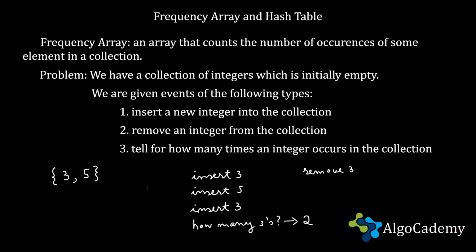Then let's say my boss calls again and tells me, tell me how many times the integer 4 occurs in the collection. So how many 4s? Well, none of them. So I answer him instantly and I say 0. Then the boss wants me to remove another integer from the collection, remove 5. All right, that's it. I'm going to remove 5. Now the collection consists only of 3 and so on and so forth. You got the idea, right?